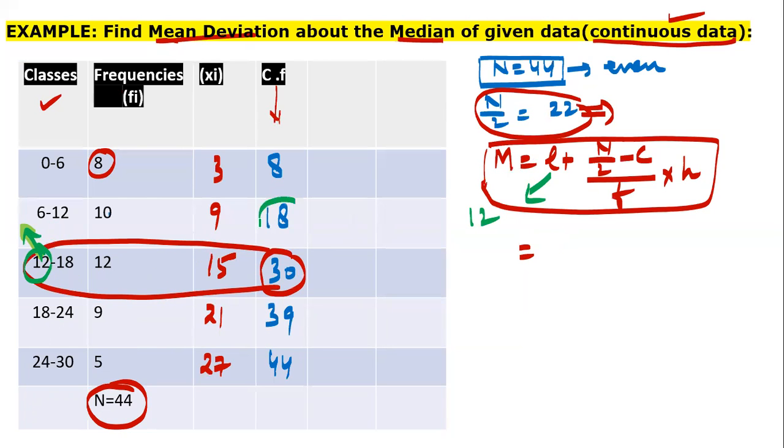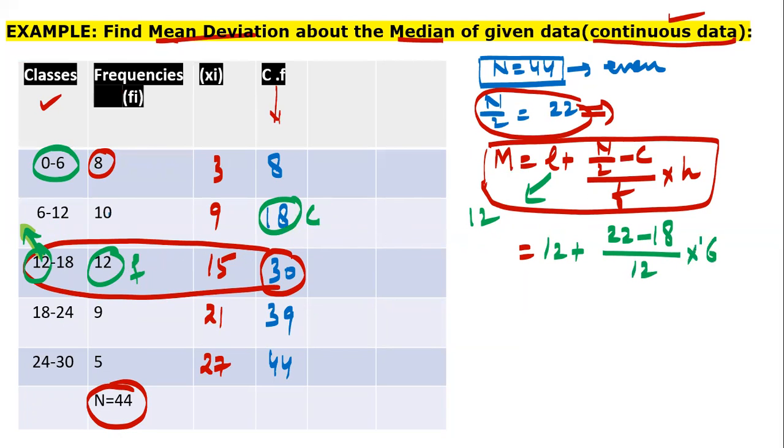Now this is C, and corresponding to it this is F and N/2, and what is H? H is the class width, which is 6. Substitute the values. L is 12 and N/2 is 22, minus C which is 18, upon F, F is 12, into 6, H is 6. Solving this, we will get 12 plus 2, that is 14. The median is 14.